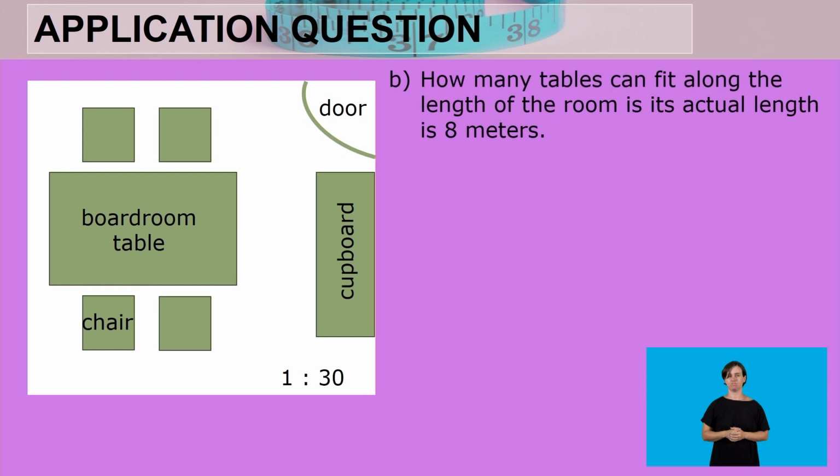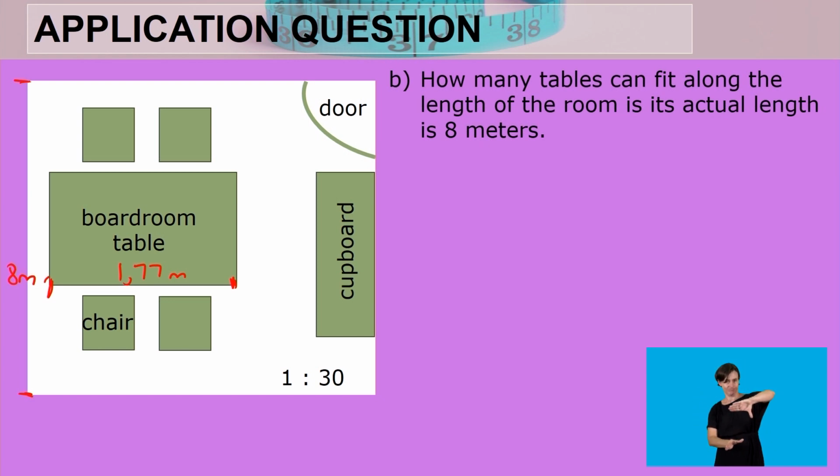How many tables can fit along the length of the room if its actual length is 8 meters? So we are given the actual length of the room. From this point to that point, we are given that it's 8 meters. And we are also given the length of the table, which we calculated to be 1.77 meters. So they're telling us in a nutshell that the position of this table is going to be changed to fit along the length.